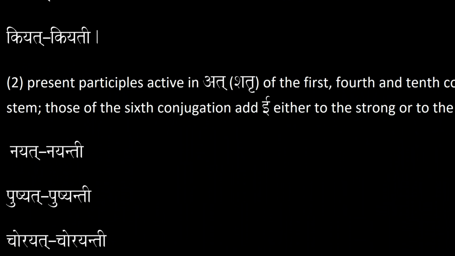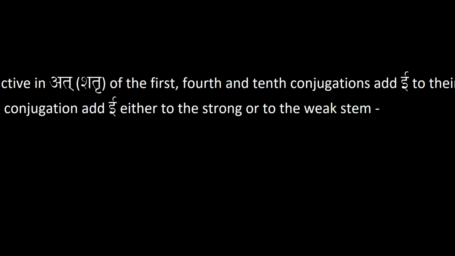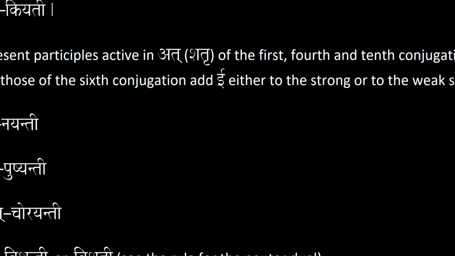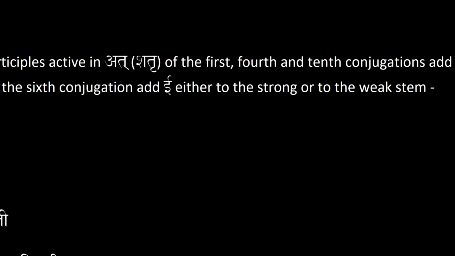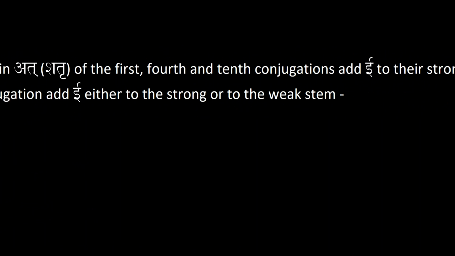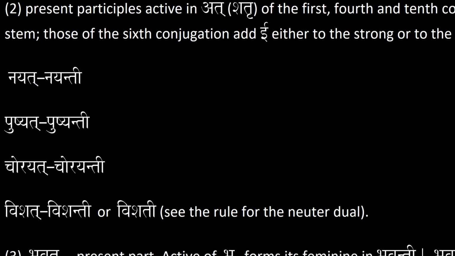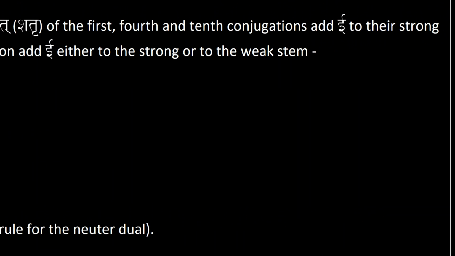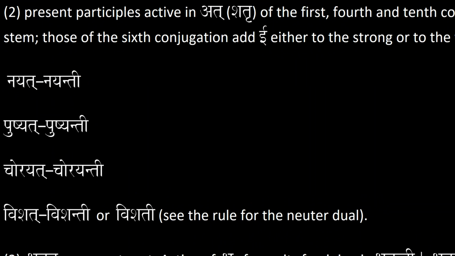For the present participle active that ends in at, of the first, fourth, and tenth conjugations, add long e to their strong stem. Those of the sixth conjugation add long e to either the strong or to the weak stem. So the present participles active in at of the first, fourth, and tenth conjugation add a long e to their strong stem. Those of the sixth conjugation add e either to the strong or to the weak stem.